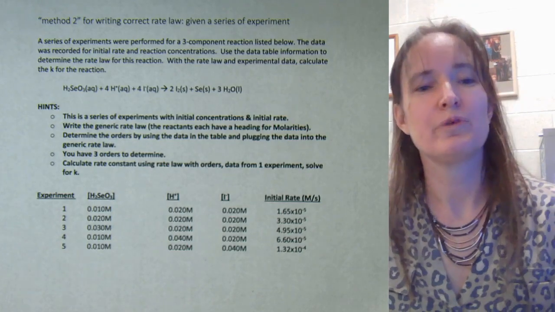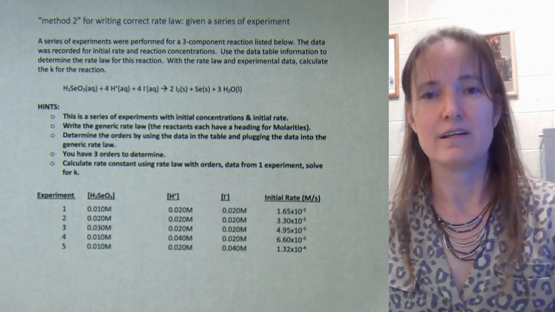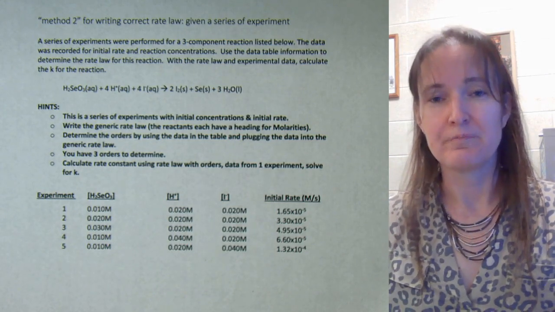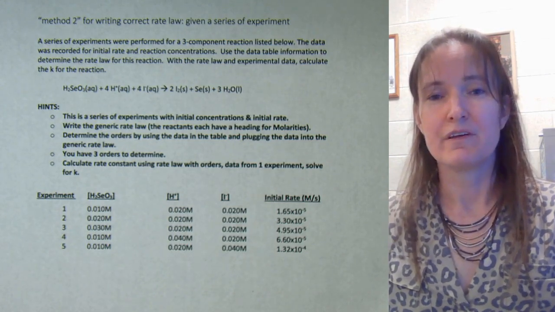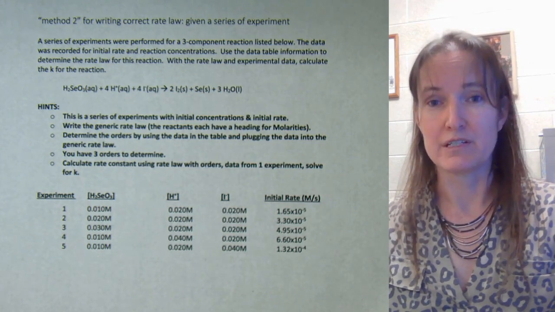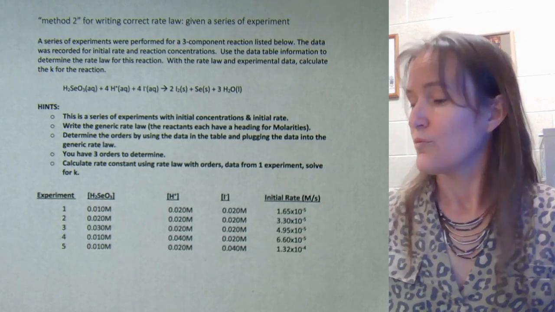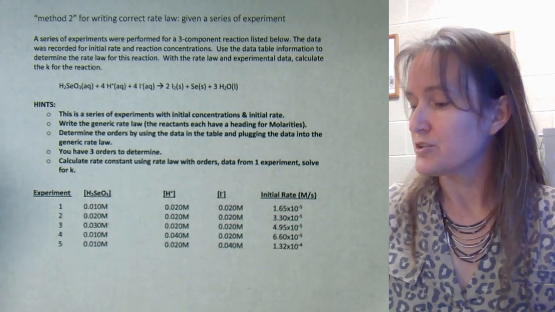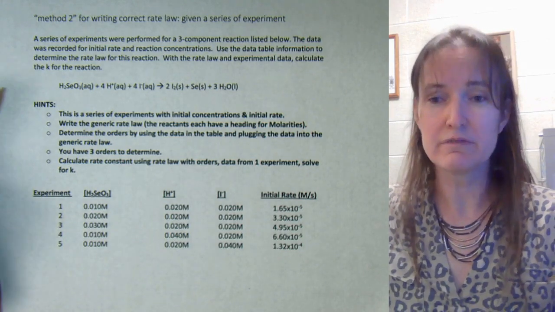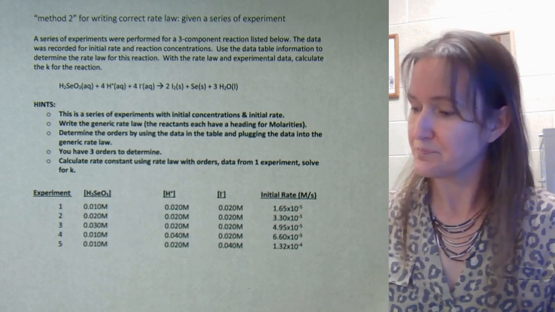In this video, we are going to be looking at one of the methods to write the rate law for a reaction. The method that we're going to be doing is often called the method of initial rates, or what I have referred to it as just method 2. In method 2, what you're given is a series of experiments. So in this problem here, you have a series of experiments, and the reaction contains 3 components.